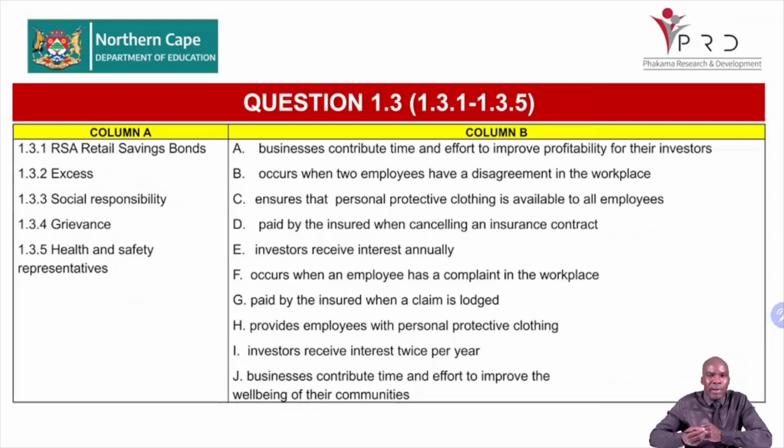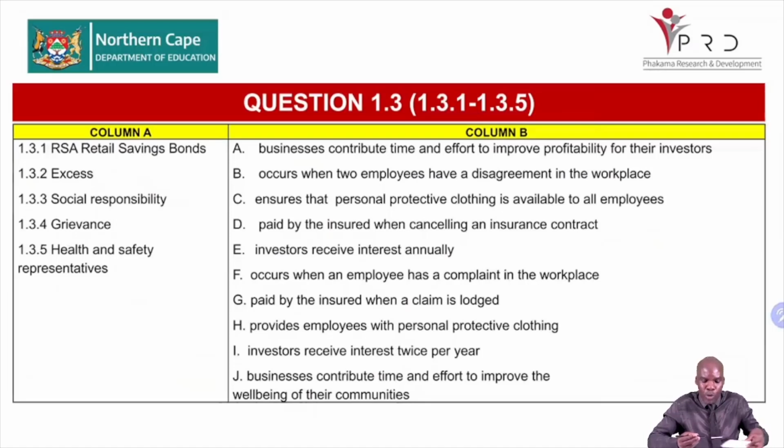Like I always encourage my learners, you have to first read your terms in column A before you jump onto column B, where you then read your descriptions. So let's put that into practice. 1.3.1, RSA Retail Savings Bonds. 1.3.2, Excess. 1.3.3, Social Responsibility. 1.3.4, grievance, and 1.3.5, health and safety representatives.